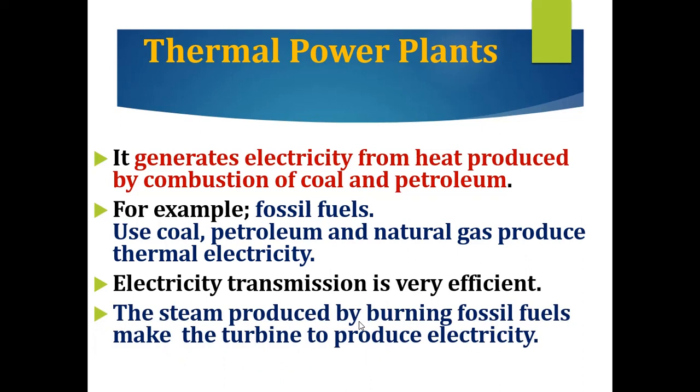And how is the steam produced? The steam produced by burning fossil fuels makes the turbine produce electricity. So what is meant by turbine? A turbine is a machine for producing continuous power in which a wheel or rotor is fitted with fans. So when it is rotating, the steam produced by burning fossil fuels is capable of producing electricity. So this is about thermal power plants.